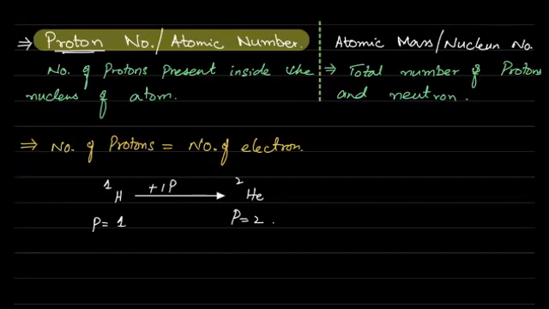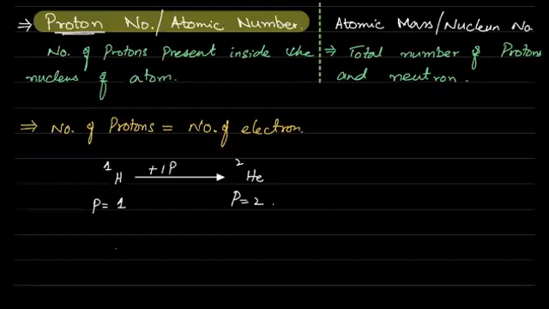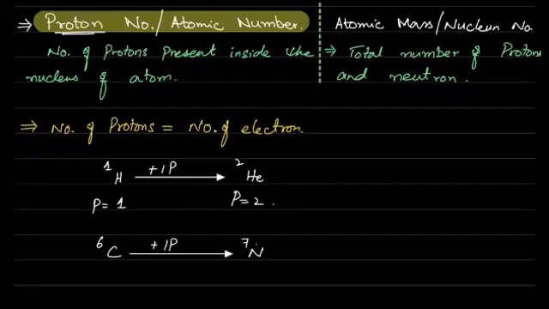So if you change the number of protons, the nature of the element will change. For another example, carbon has 6 protons and nitrogen has 7 protons. If you add 1 more proton into the carbon, it will turn into nitrogen. And if you add 1 more proton into the nitrogen atom, it will become oxygen, because oxygen has 8 protons inside the nucleus.